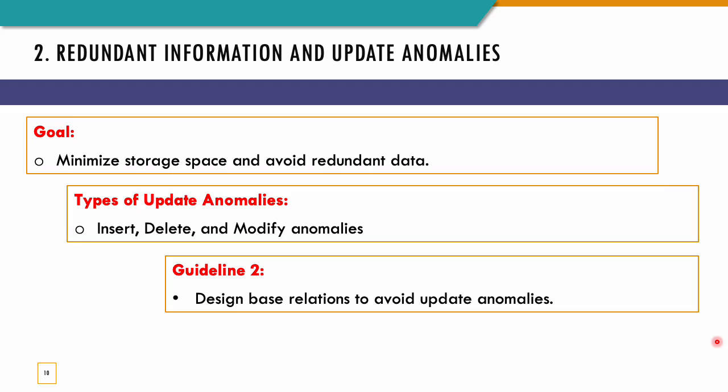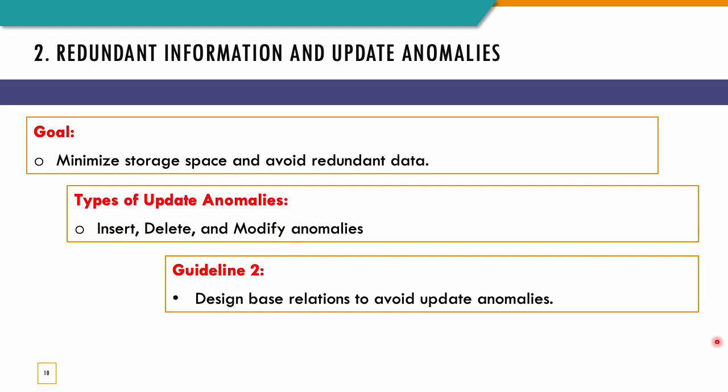And then the delete anomaly. This happens when you try to delete some information, but it accidentally causes the loss of other important data. For example, if you delete a customer's record, but their order information is also lost, even though the orders should still be kept in the database.